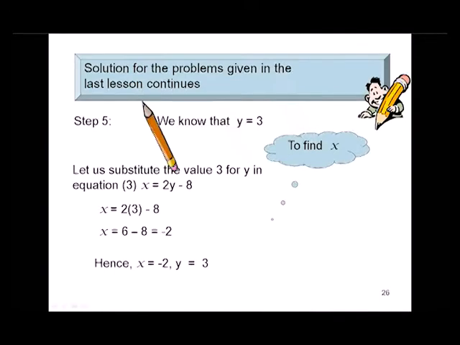Solution for the problems given in the last lesson continues. Step 5. We know that y equals 3. Let us substitute the value of 3 for y in equation 3, x equals 2y, take 8. x is equal to 2 by 3, take 8. x is equal to 6, take 8, equals negative 2. Hence, x equals negative 2, y equals 3.